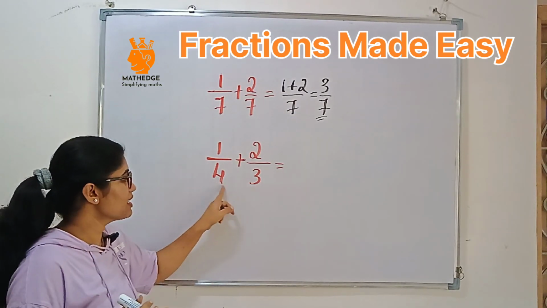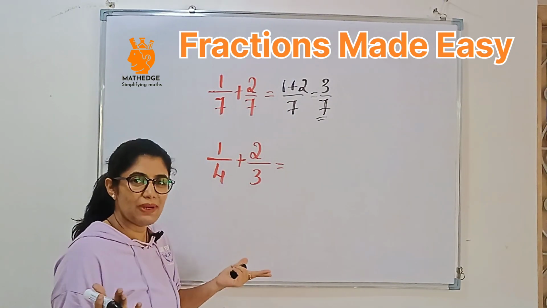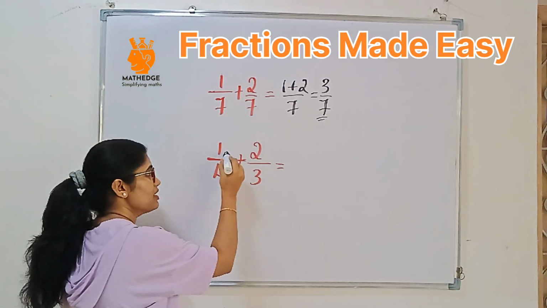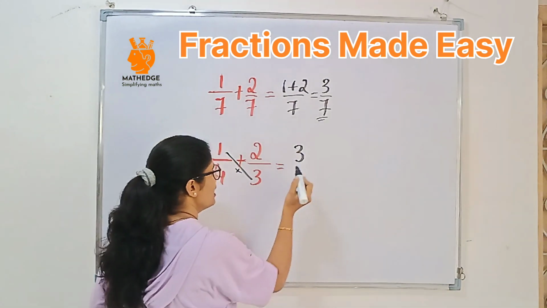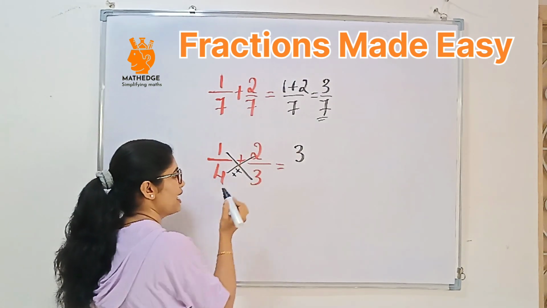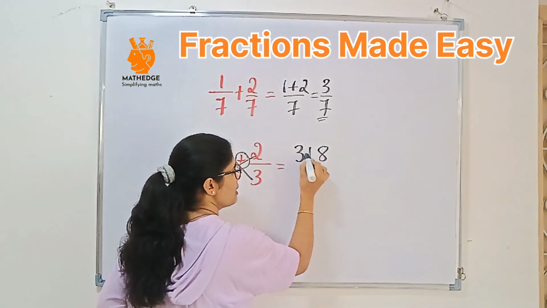If the denominators are different, instead of doing the LCM method, go with this cross multiplication method. First you should multiply diagonally. 1 into 3 is 3, and multiply diagonally 2 into 4 is 8. And what sign do you have here? Plus. So place the sign.